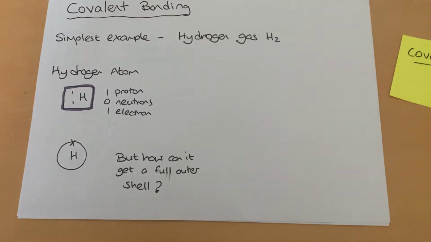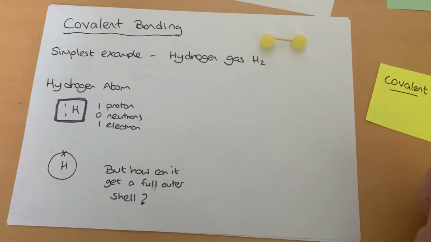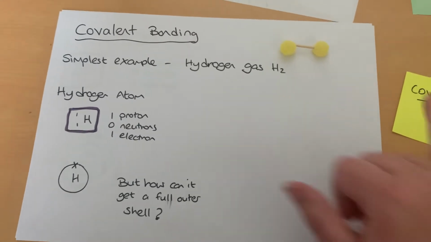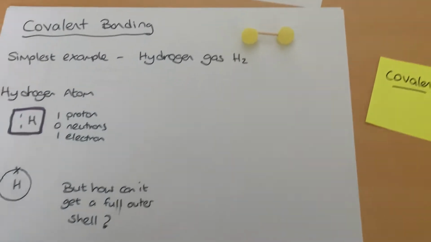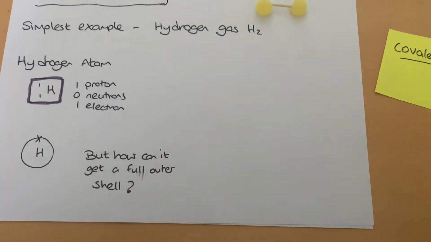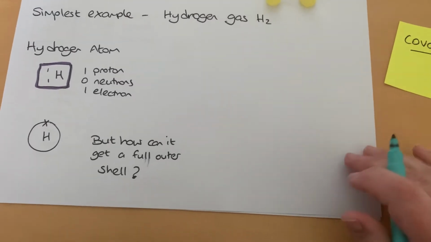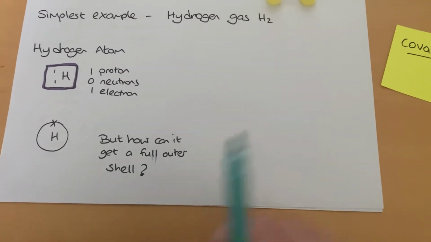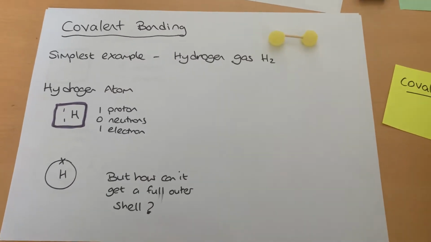So in terms of covalent bonding, our simplest example is hydrogen gas. I've got the jelly tots to show you as well. The line in between them, or the cocktail stick, represents a covalent bond. In hydrogen gas, hydrogen has only got one electron and one proton, so it's got one electron in its outer shell. And the question here is, how can it get a full outer shell? Remember, the first shell can hold 2 electrons.